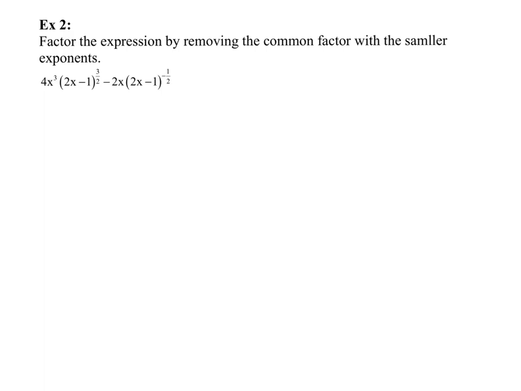Example 2. Factor the expression by removing the common factor with the smaller exponents. Smaller exponents. Okay. So between these two expressions, we have this common binomial, but look at their exponents. Which one is smaller? Well, the negative half would be smaller. All right, so this is how this problem works. You're going to have to factor out this binomial with the smaller exponent. So I'm going to factor out 2x minus 1 to the negative half power.